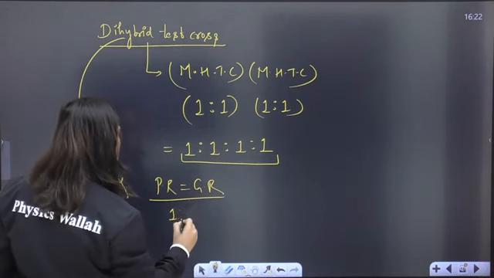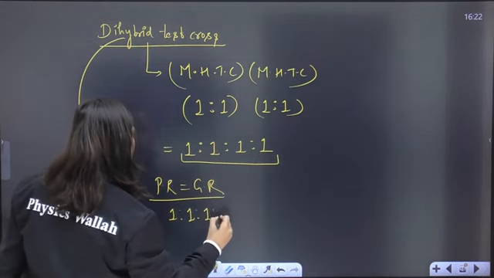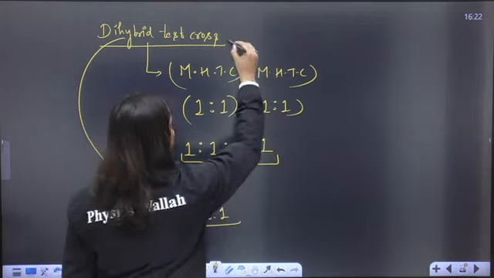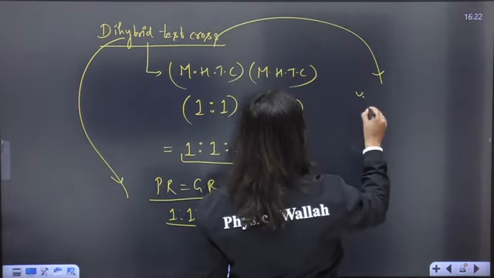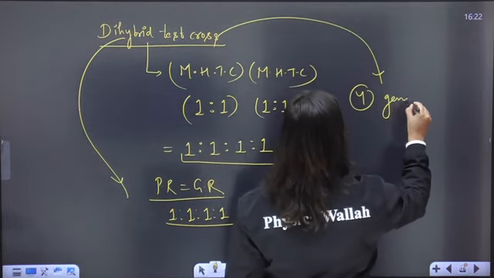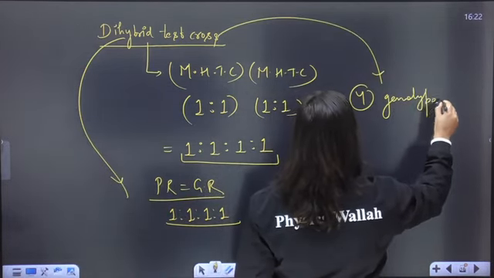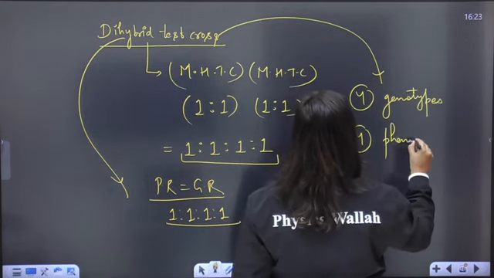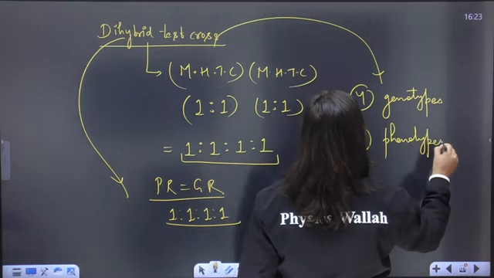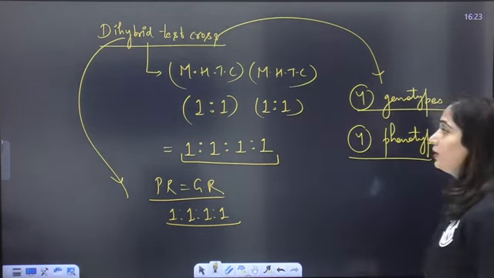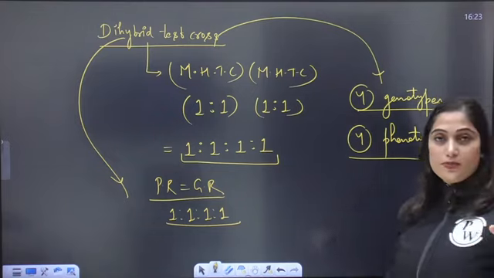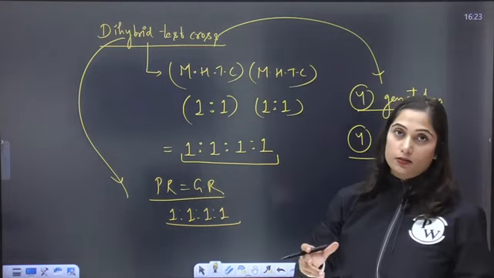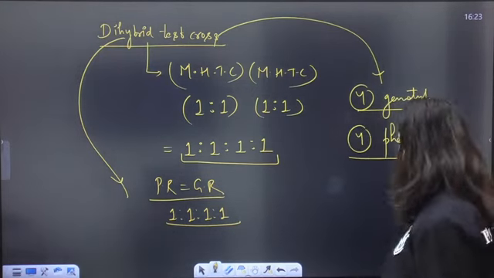So in a dihybrid test cross ratio, the PR is equal to GR, and that comes out to be 1:1:1:1. And in a dihybrid test cross, the number of genotypes would be 4 and the number of phenotypes would also be 4. Okay, so in a test cross, the number of phenotypes and number of genotypes are the same and the ratios are also the same.